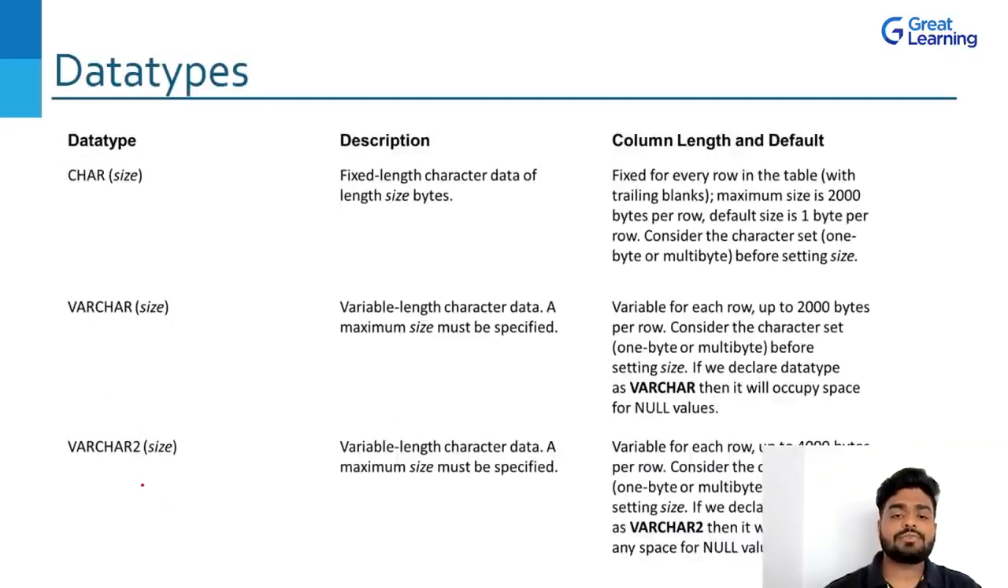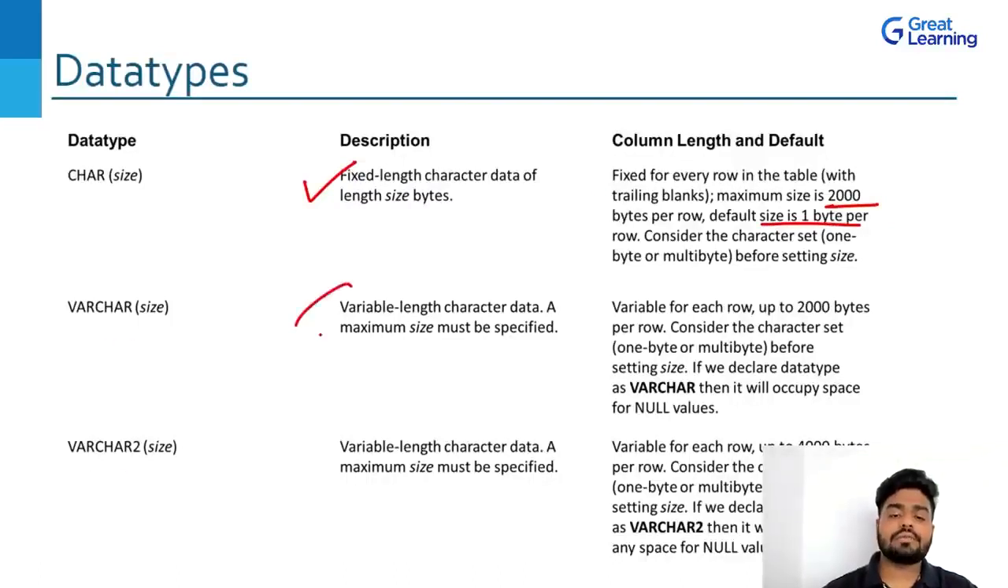So char is a fixed length character size. That means however much size you give to this char, only that many characters can be kept. The maximum size is 2000 bytes per row. Default size is 1 byte per row.